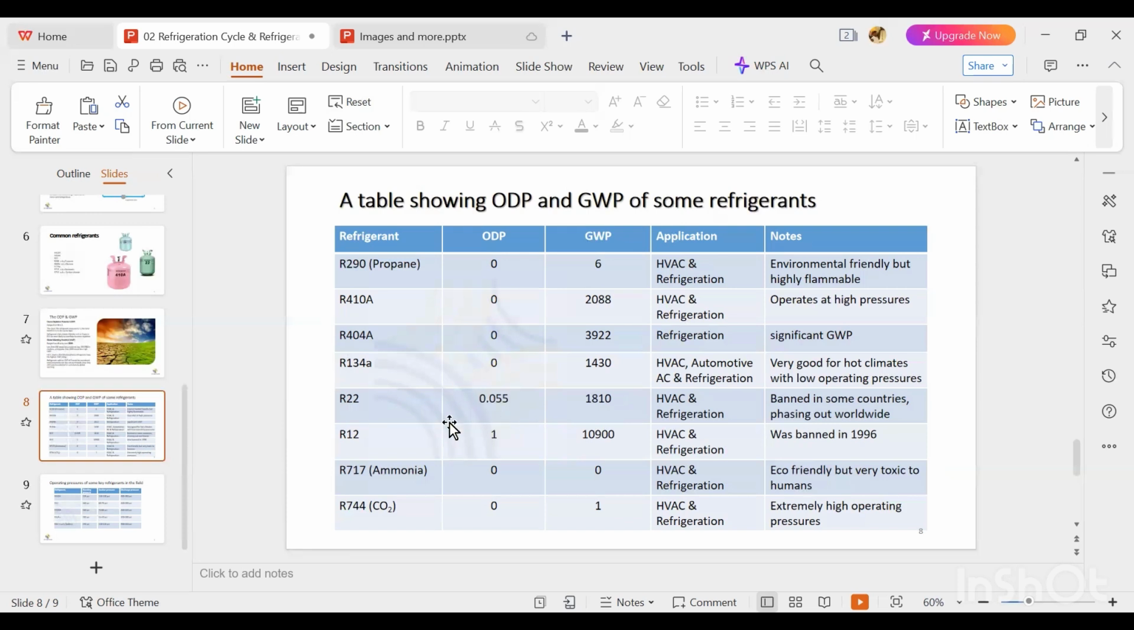R22 has a problem. As you can see, it has some figure under ODP. It can damage the ozone layer. So it has a problem. And then when we look at it, GWP is not that bad, but basing on the fact that it has a figure under ODP, it is harmful to the ozone layer.